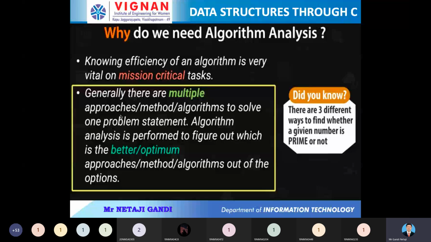Suppose there are different ways to check whether a given number is prime or not. If you ask all 60 members how you can say this is a prime number, different people will write different logics and follow different approaches and methods. Somebody can use arrays, somebody functions, somebody structures, somebody only variables. Out of these you can choose the best. Once the algorithm analysis is done, the best method to develop this project is finalized. That's why once the analysis is done, it is easy to develop. Is it clear why we need algorithm analysis? Girls, please respond.